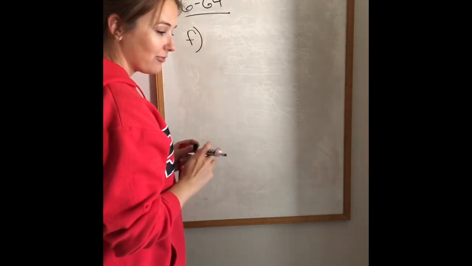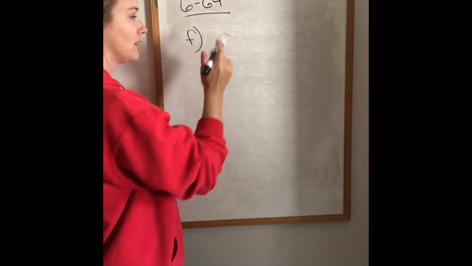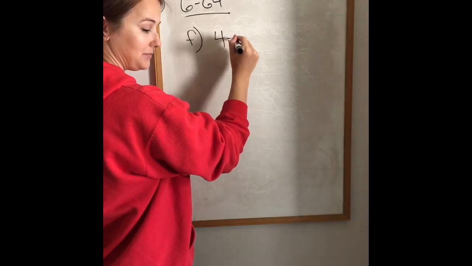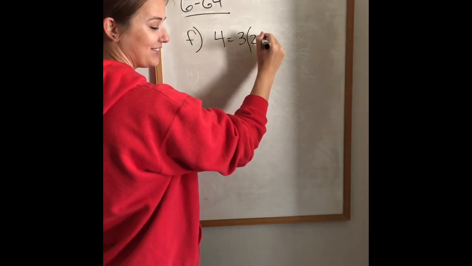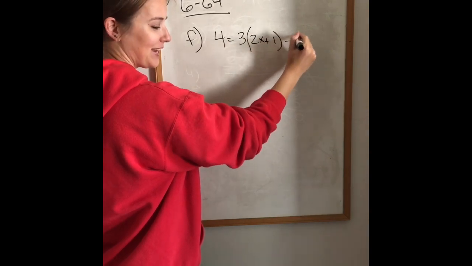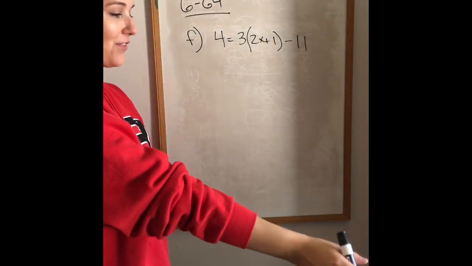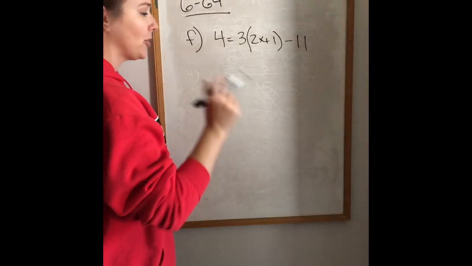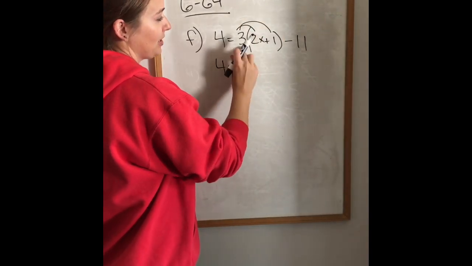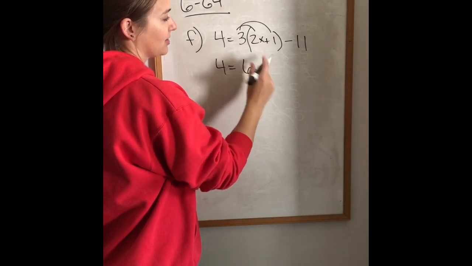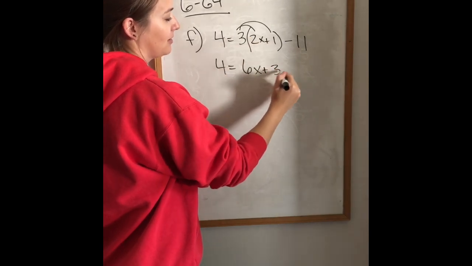All right, part F, last one. You can do this. 4 equals 3 times 2x plus 1 minus 11. First things first. Distribute. 3 times 2x is 6x. 3 times 1 is 3 minus 11.